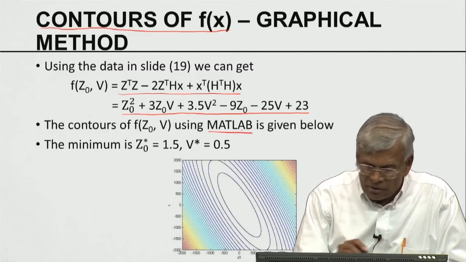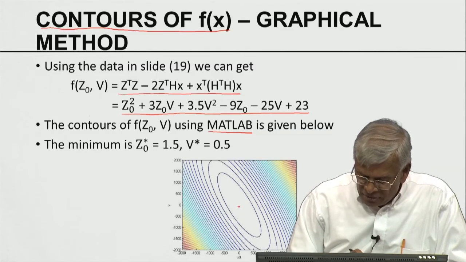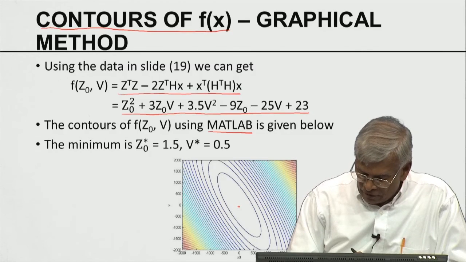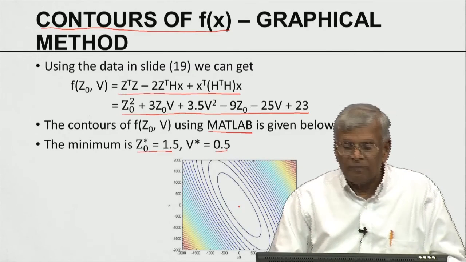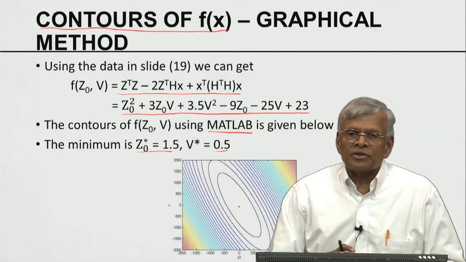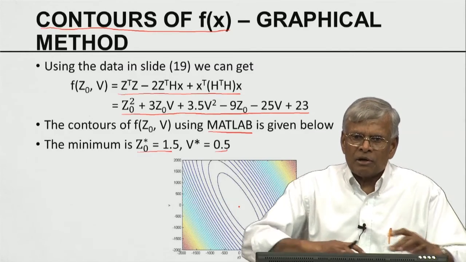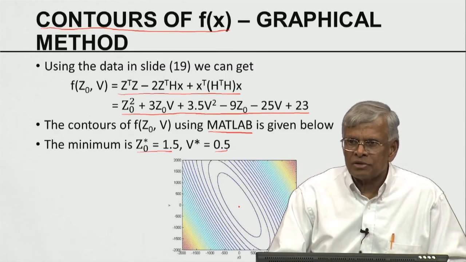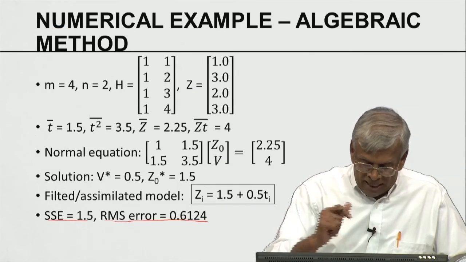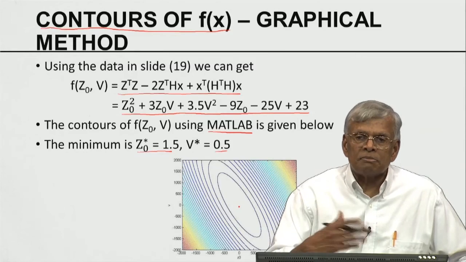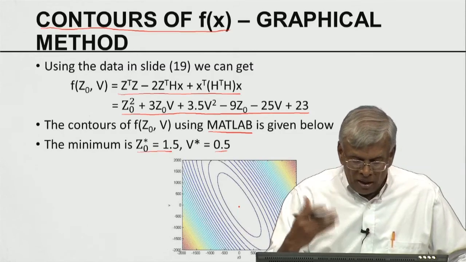Using MATLAB, I have drawn the contours. You can see the minimum lies at the center, and if you look at the coordinates of this, that happens to be z naught is equal to 0.5, v naught is equal to 0.5. So for a small size problem of two unknowns, you can actually graphically solve the problem by computing f of x and drawing the contours and looking at the center of that contour. So this is a graphical method. The previous one is the analytical method. We can solve simple problems by both graphical and analytical methods. It is fundamental that we do all these things when we are in the learning process.